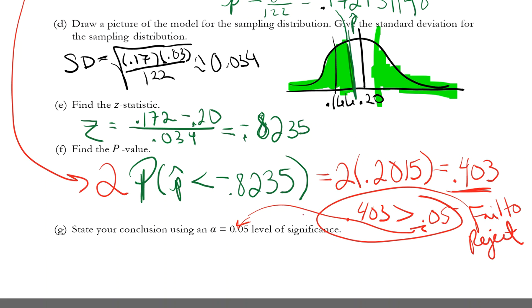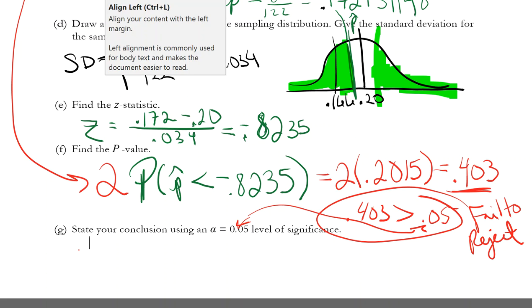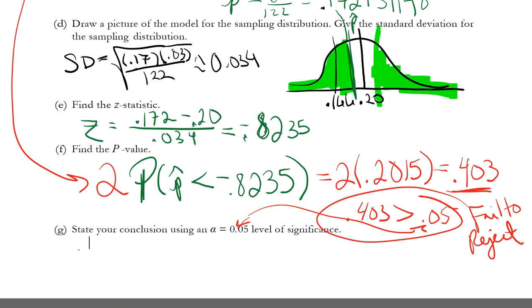Now I need to write a conclusion that goes with that. So I'm going to go back to typing again. I'm failing to reject my null hypothesis. So I'm going to say, and this is going to feel very weird for you, I can't say it's not 20%.